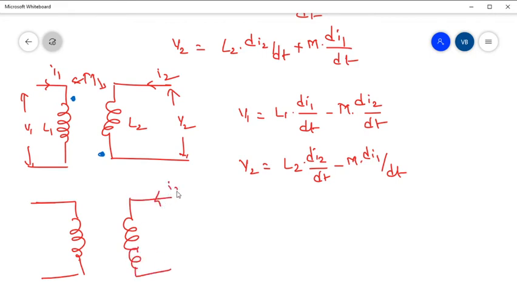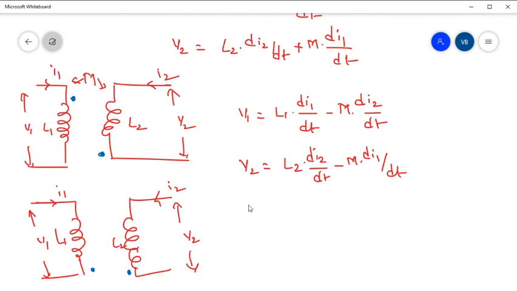So current I2, let us take, here V2 you take, and here V1 and L1, L2 you take, and current I1 here. So I'll put the dot like this.